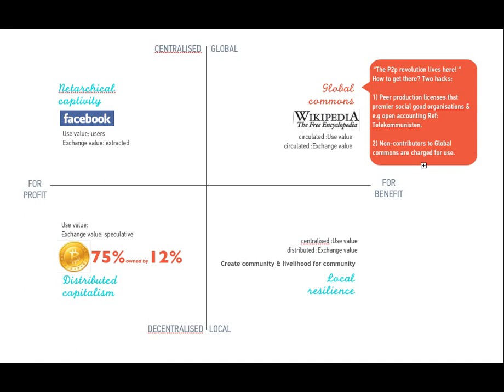Which brings me to the last quadrant. So this is really for benefit oriented, but with a global vision. I'd like to use the example of Enspiral in New Zealand. I'm very much into looking at what I call post-corporate forms.